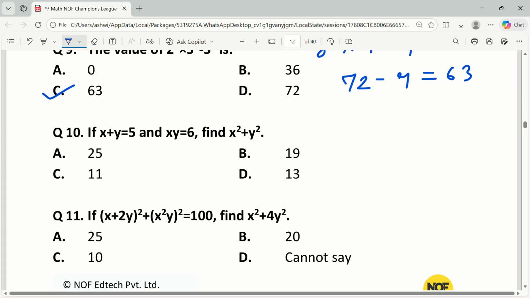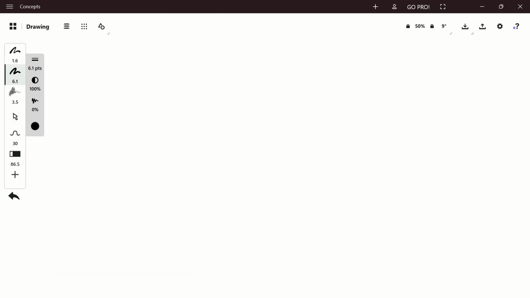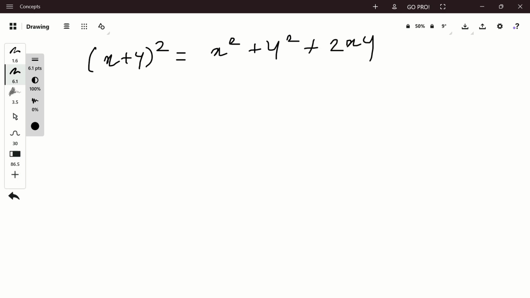Question number 10. If x plus y is equal to 5 and xy is equal to 6, find the value of x square plus y square. Using the algebraic identity for x plus y whole square, that is x plus y whole square is equal to x square plus y square plus 2xy.